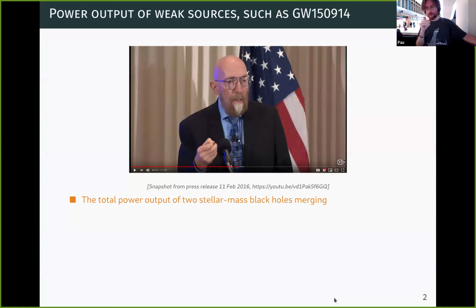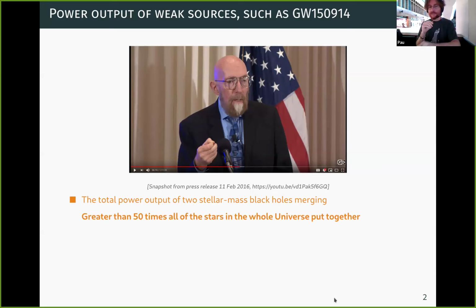The first source, sorry about the background noise, we have a big group of Germans drinking beer here. The first gravitational wave source detected was GW150914, and this had two light masses. These were two black holes of masses about 40 and 40 solar masses. Now, the total power output, if you calculate that, Kip actually mentions that in the press release, of this first source is greater than 50 times all of the stars in the whole universe put together. And this is no exaggeration.